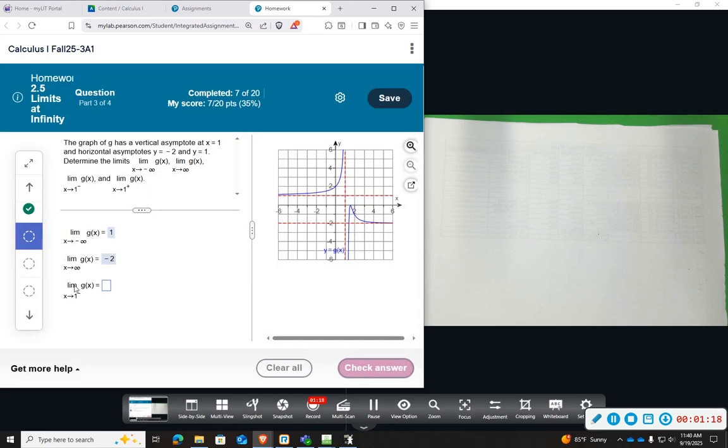As we think about approaching the x value of 1 coming from the left, so now I'm going toward the x value of 1, which is this vertical dotted line. As I go toward 1 from the left, the graph shoots up to positive infinity.